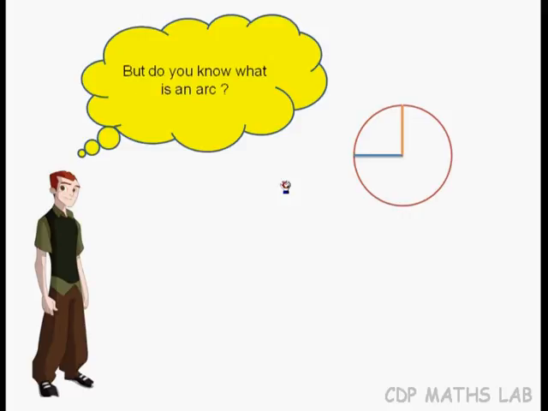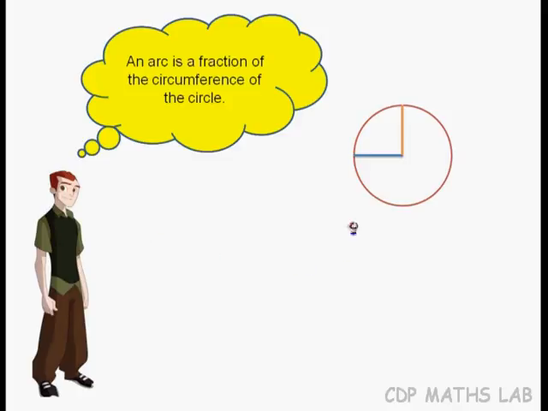But do you know what an arc is? An arc is a fraction of the circumference of the circle. So note that this circular line is the circumference. But from this point to this point is an arc. And question, isn't it a part of the circumference? Good. So an arc is a fraction of the circumference of the circle.